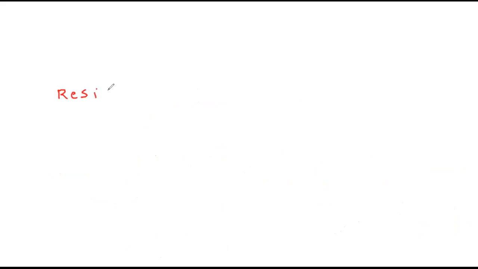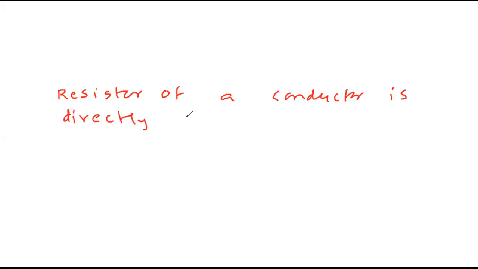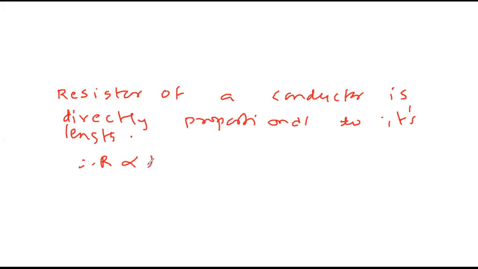Directly proportional. So you can say resistance of a conductor is directly proportional to its length. Therefore, R is proportional to L. Right, first point: resistance is directly proportional to length.